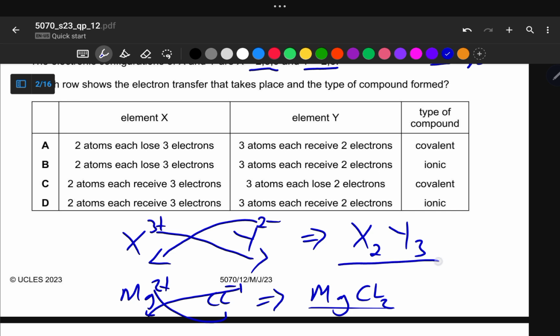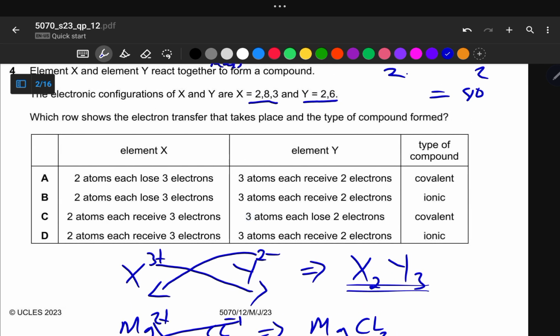So this is the formula of the compound that is formed. So we can now go to the statements and try to see which is which, right? And then the first option A says 2 atoms of each X loses 3 electrons, right? So X loses 3 electrons. This is true. And then we've got 2 atoms of X from the formula, right? This is very true. And then element Y, 3 atoms of each. So we've got 3 atoms of Y and then receives 2 electrons. So this is very true.